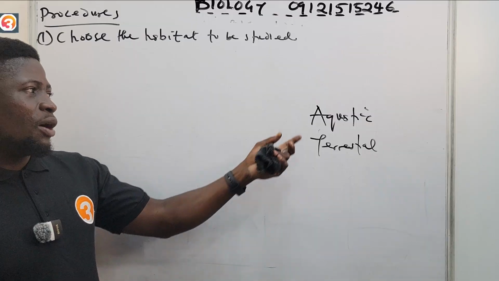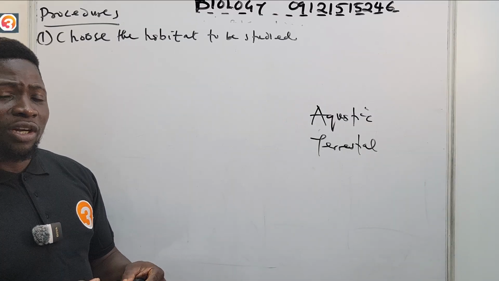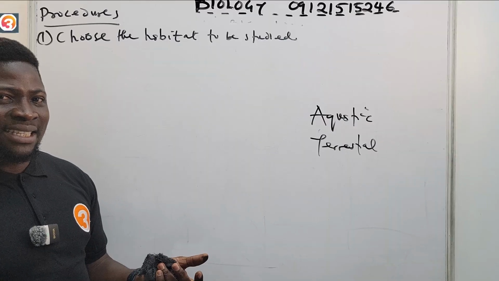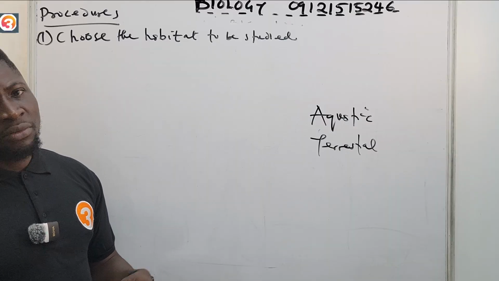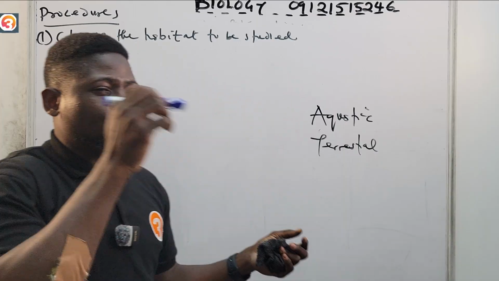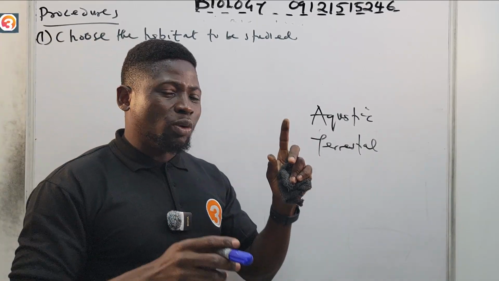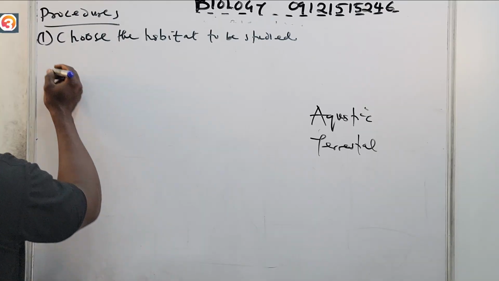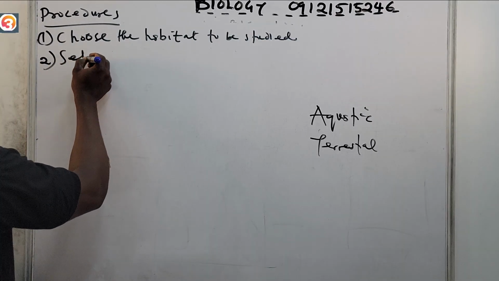For aquatic, you talk about those fishes and so on, so you may be talking about using nets. For terrestrial, a net may work, it may not work, depending on the size of the organism. So you must first of all choose the habitat to be studied. Then number two, you must select the sampling method to use.